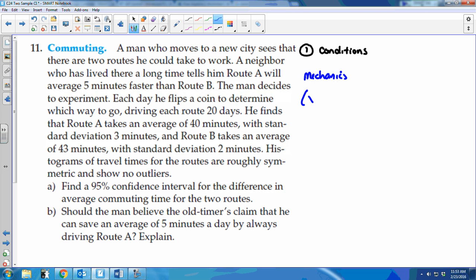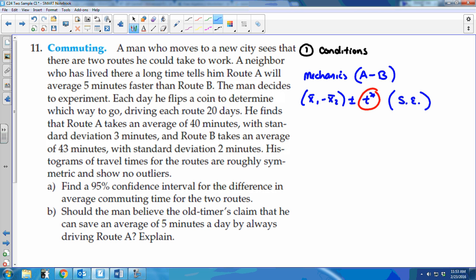We have, again, x bar 1 minus x bar 2 plus or minus some t critical value that we're not going to be able to figure out, times the standard error, because we're going to estimate since we don't have the population standard deviation. Now, it's totally up to you. Just like with the proportions, you can do whichever mean you want first. So would you rather do route A minus route B or route B minus route A? Jacob says A minus B, so we're going to do it that way.